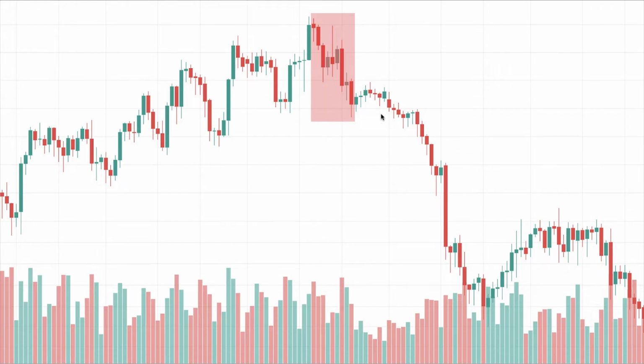Please pay attention that, similar to pullbacks, here also the reversal may not happen instantly, and the price may go to a consolidation period, moving sideways and forming patterns before any breakout and further declining of the price. And the same goes for downtrends.